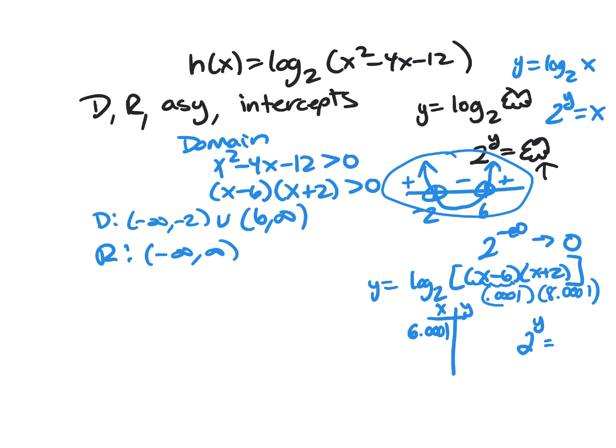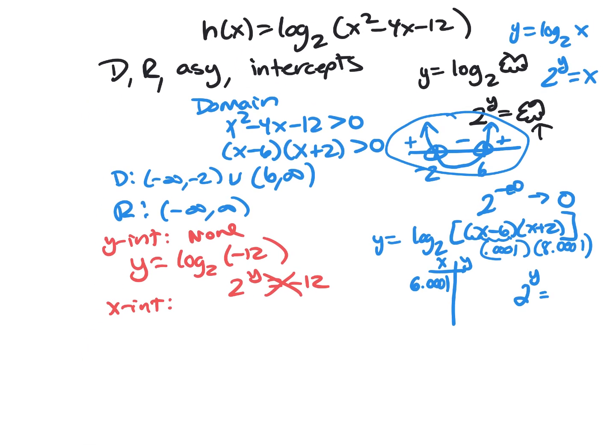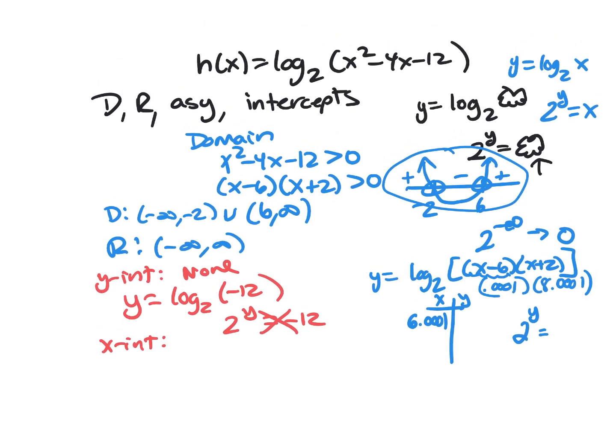Now let's do the y-intercept, because that's always easier to find. What is y when x is 0? No y-intercept. Can't do a log of a negative, because 2 to the y can never be negative 12. No. Now, x-intercepts are always a little bit more challenging. Oh, and I skipped over asymptotes. I'll get back to asymptotes.